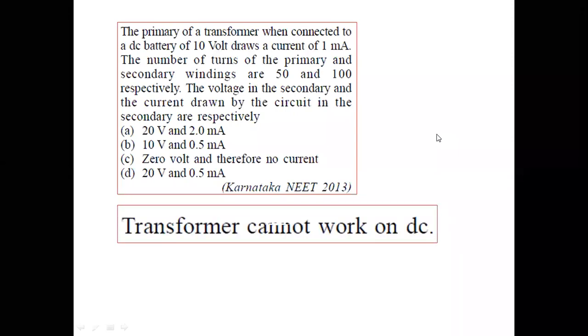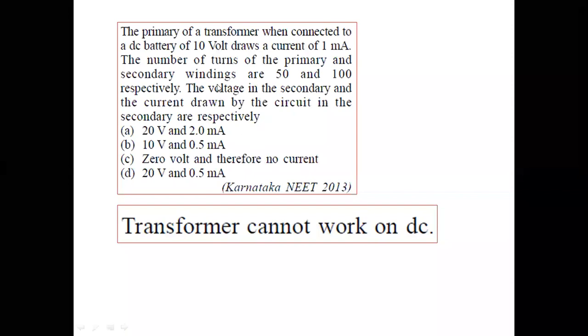We know that a transformer is a device which changes high input voltage to low input voltage or low input voltage to high input voltage. Hence, a transformer works only for alternating supplies.